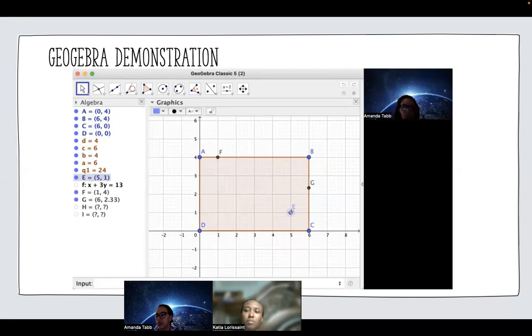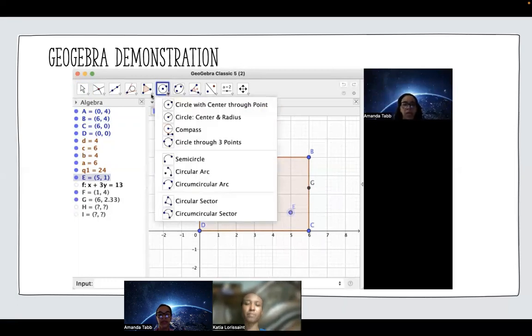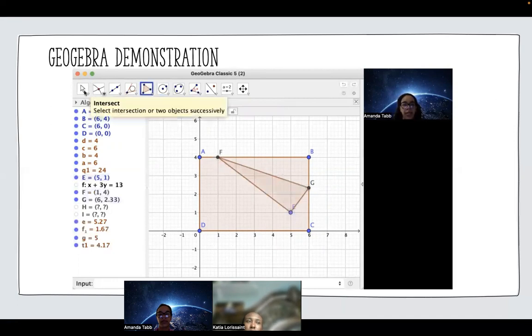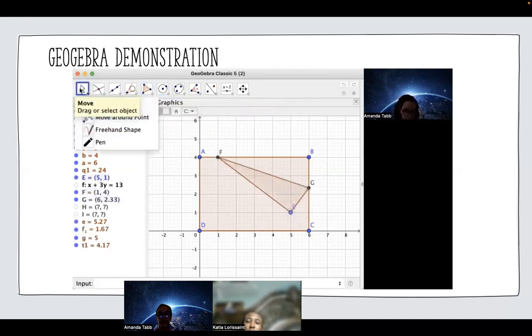Now we're going to construct a polygon from FEG. So we're going to go to the polygon tool, F, E, G, and then back to F again. So now we have this triangle on our screen.